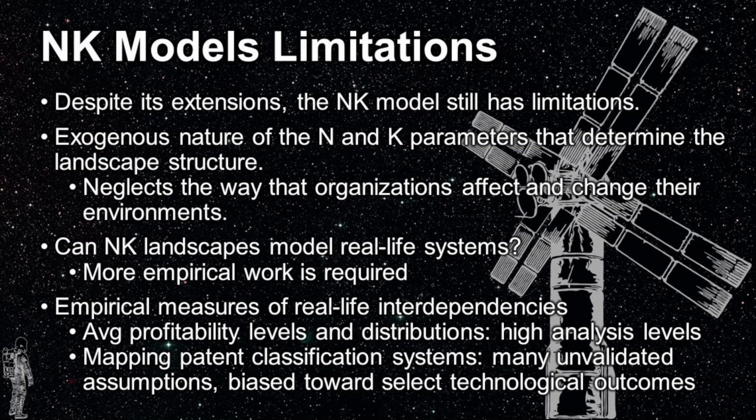One limitation is the exogenous nature of the N and K parameters that determine the landscape structure. This exogeneity imposes limitations that can be modeled, but it neglects the way that organizations affect and change their environments. Another limitation is whether the NK landscapes can actually model real-life systems. For example, the empirical evidence is not clear about the relationship between the number of elements N and the ruggedness of the resulting landscape. More empirical work is required to answer these questions, and this is part of a broader discussion of the relevance of empirical data for testing formal models and simulations.